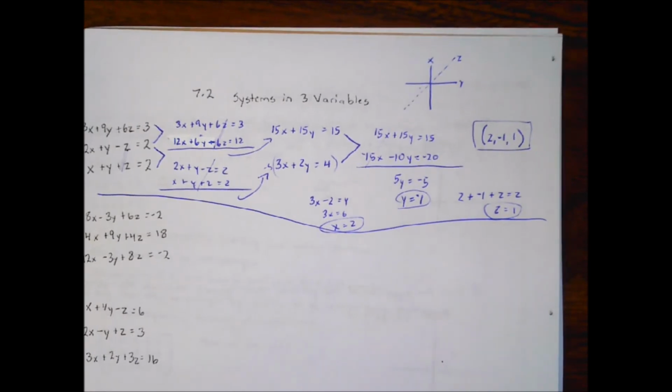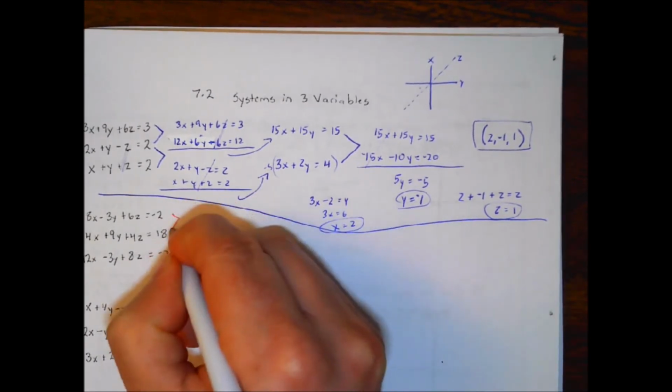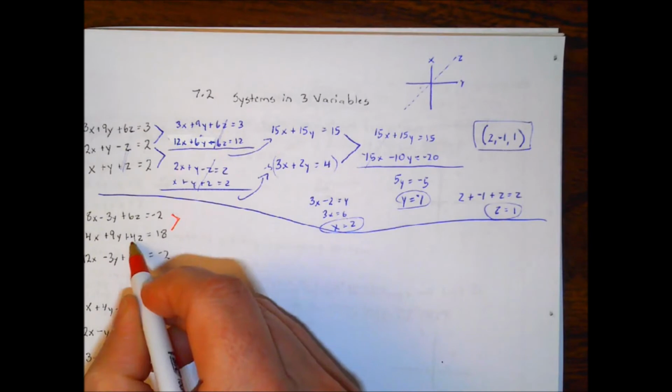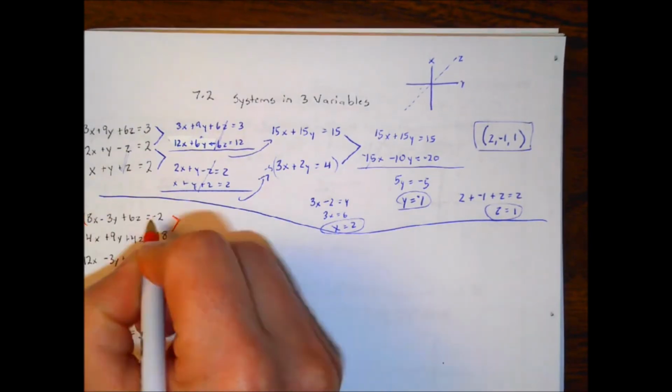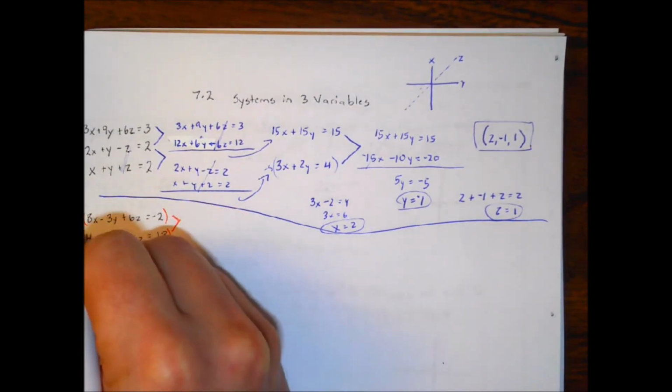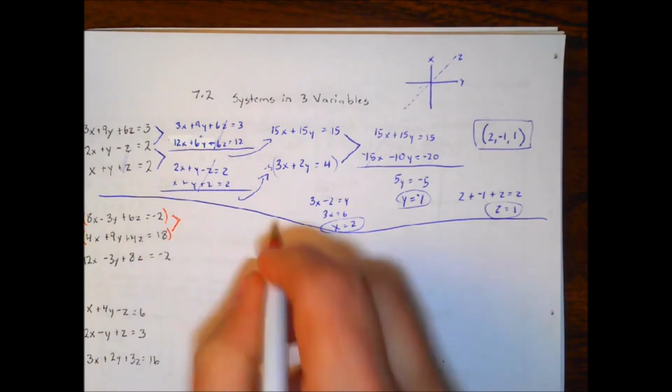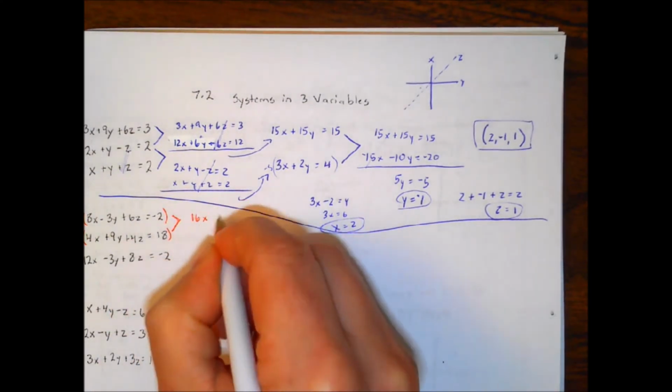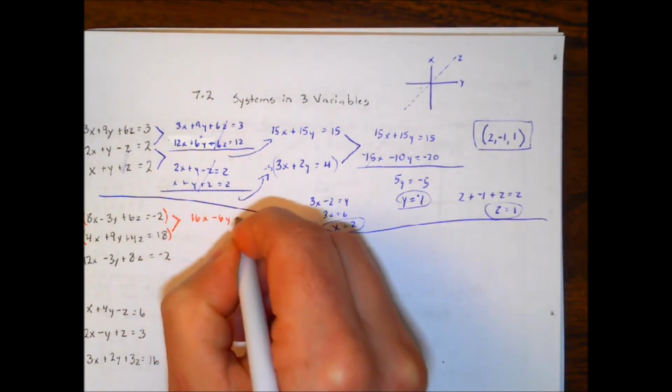Okay, now when I put these together, I'm going to put the answer over here. So I got 4x minus 33y, the z's cancel, equals negative 58.